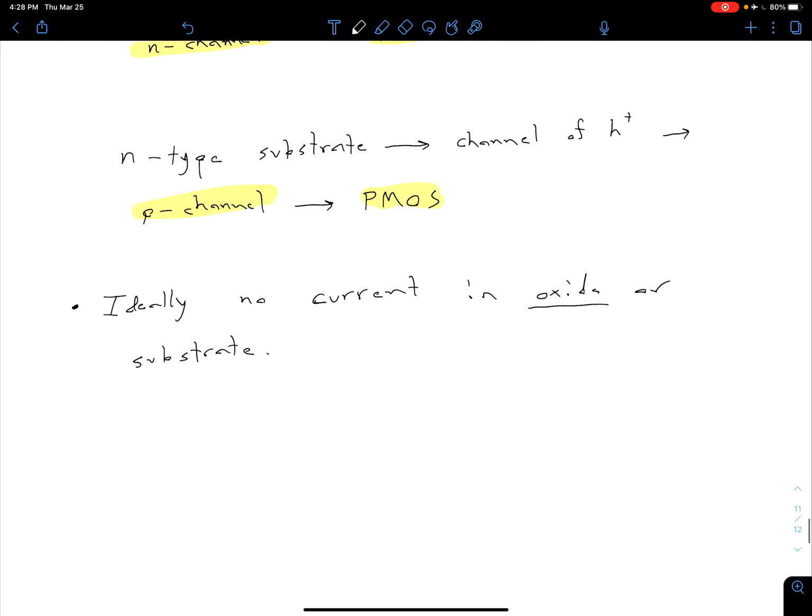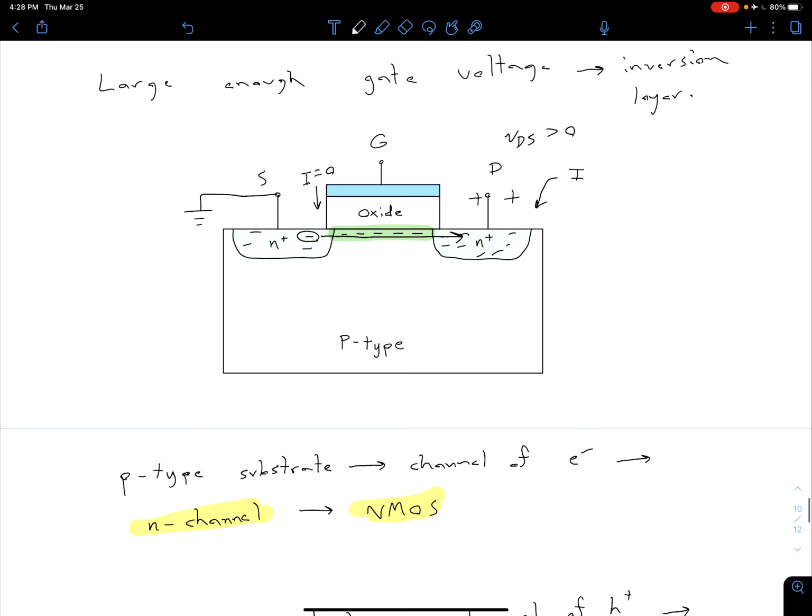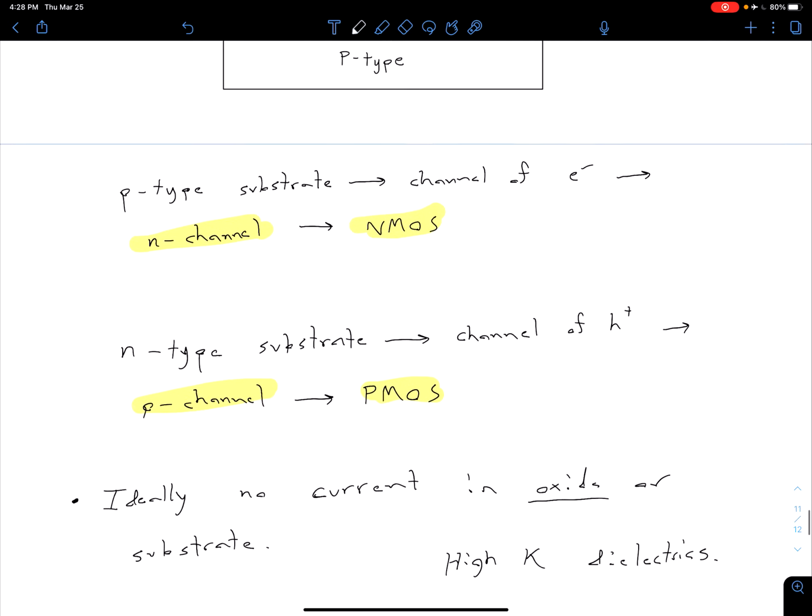One solution to that in more modern, smaller MOSFET devices is to use something called high K dielectrics. High K dielectrics are just dielectrics which have a larger dielectric constant, or larger relative permittivity. For instance, in a classic device, this oxide layer may be something like silicon dioxide, but in more modern ones, it's going to be something that has a higher dielectric constant.